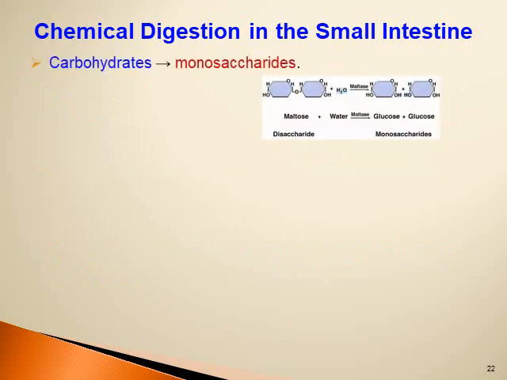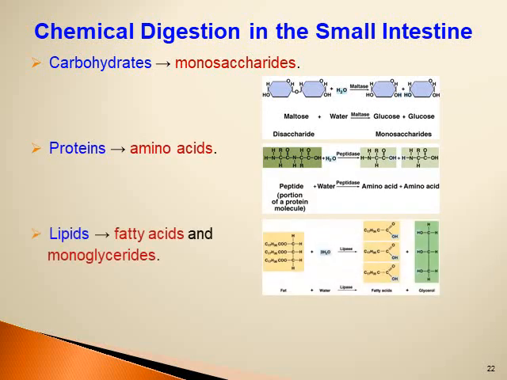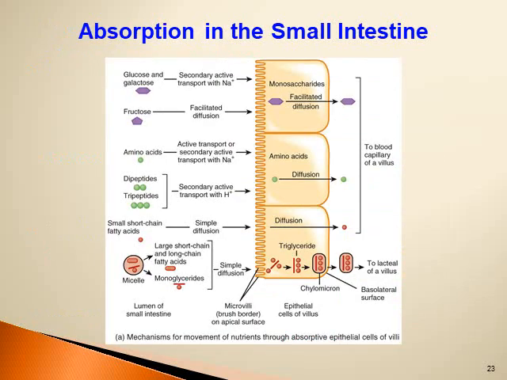And here we see a summary of the chemical digestion that happens in the small intestine. Carbohydrates will be digested finally to monosaccharides, proteins into the simple molecules, amino acids, and lipids into fatty acids and monoglycerides. Nucleic acids will be digested into pentoses, phosphates, and nitrogenous bases.